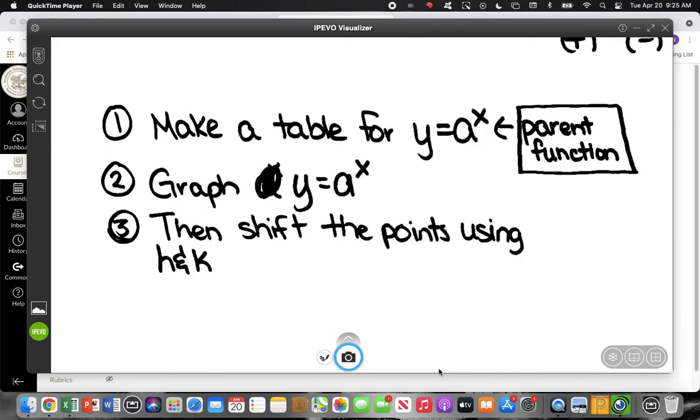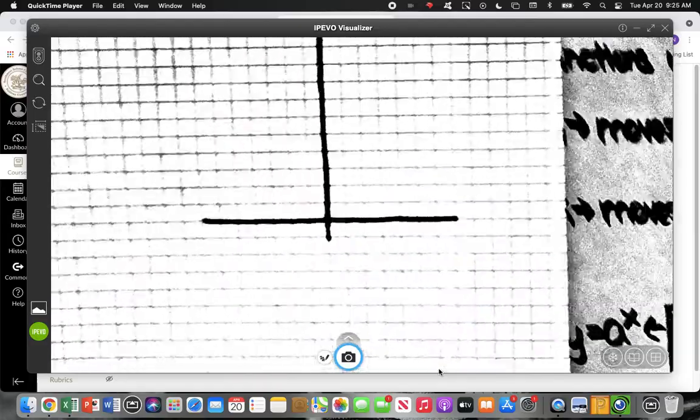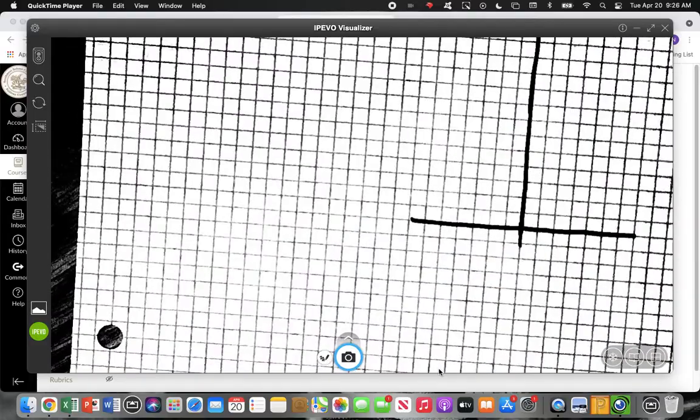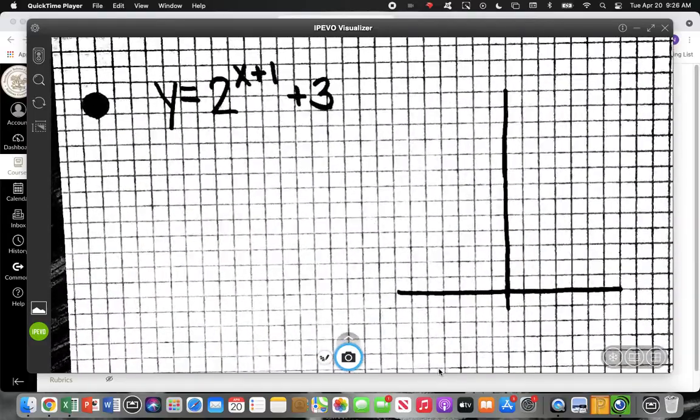All right, are we ready to start our first example? All right, we are actually going to graph this. Let's see how this black and white feature looks. It's not the best, but it works. All right, so we have got 2 to the x plus 1 power and then a plus 3.